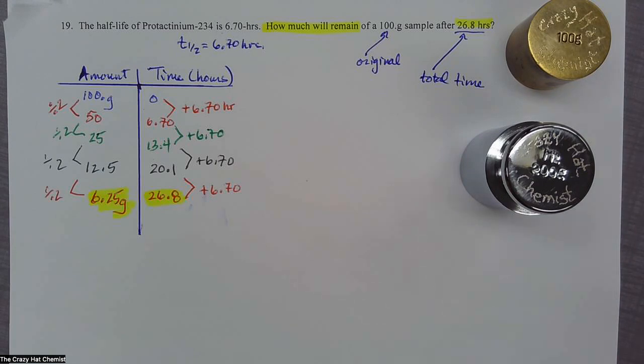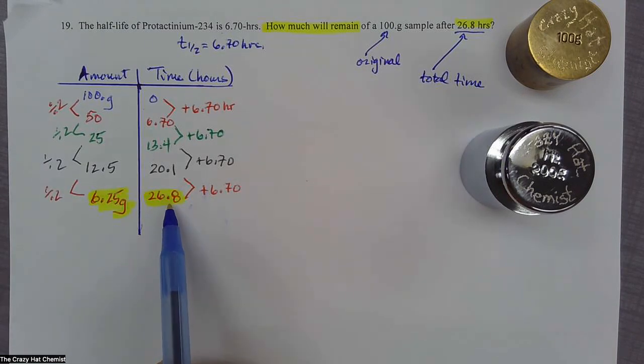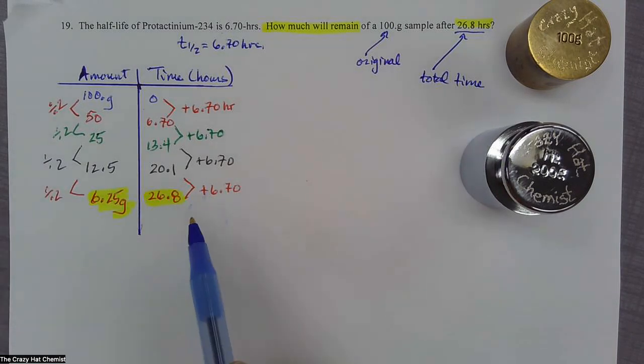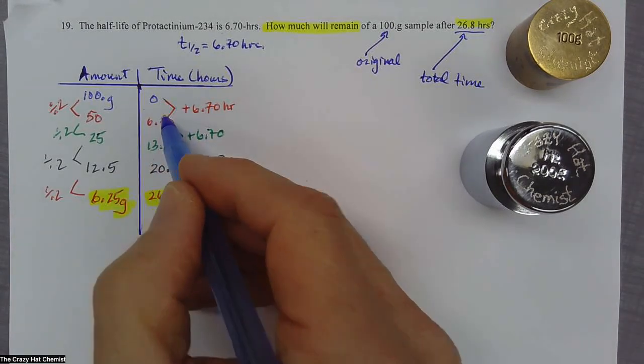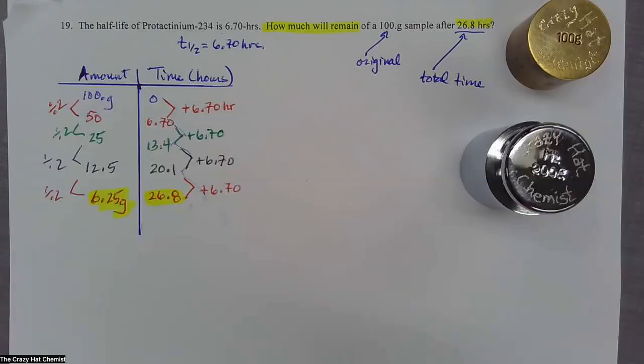I put the units there of grams, and also that is the total time, 26.8 hours. This has gone through, let's see, 1, 2, 3, 4 half-lives. Not really so bad, to be perfectly honest. This is kind of the beat-it-with-a-stick method, hit it with a hammer. You've got a samurai sword, slice it in half each time. You just need to know where these numbers are going.